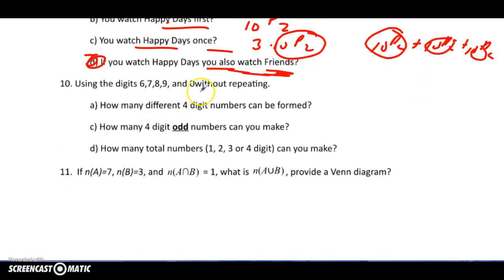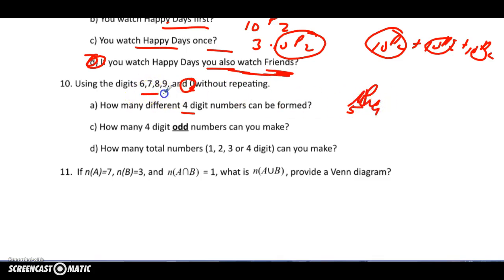Using the digits 6, 7, 8, 9, and 0. So 5 digits without repeating. How many 4-digit numbers can be formed? So here, the one thing you want to be careful with, though, I won't ask you a question like this on the test, but the answer kind of is P(5,4), but you've got to be careful here because you can't start with a 0. So you don't want to start with a 0.